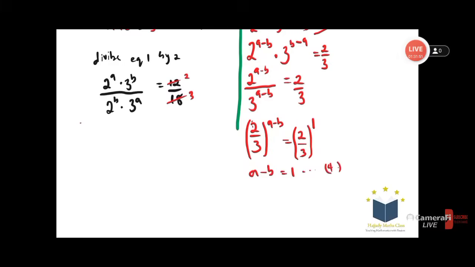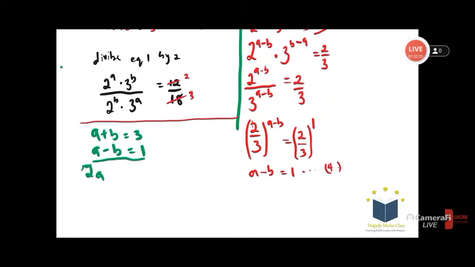So now, combining these two equations together, equation 3, which is a plus b equal 3, and equation 4, which is a minus b equal 1. Adding the two equations together, I'm going to have 2a equal 4. So dividing both sides by the coefficient of a, which is 2, here my a equal 2.